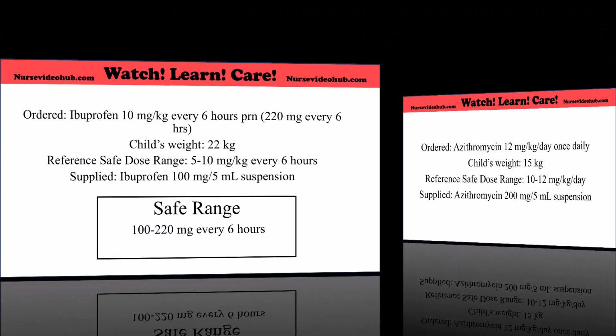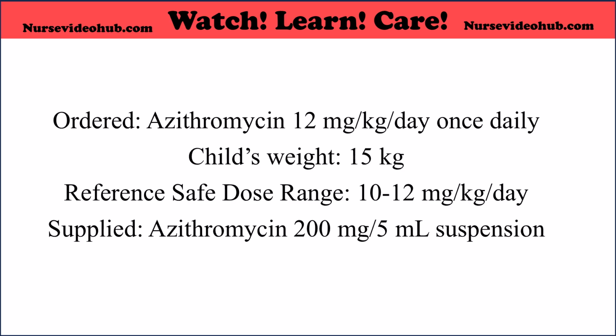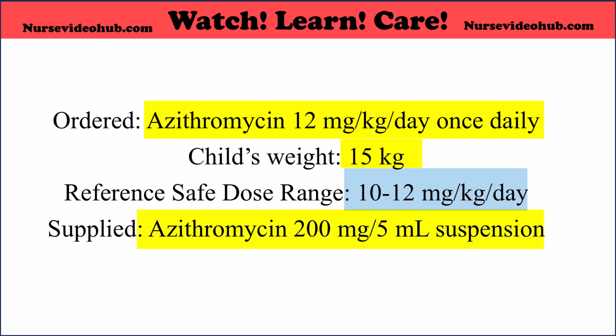Just made it. Let's complete one final example. The order is for azithromycin 12 milligrams per kilogram per day once daily. The child's weight is 15 kilograms. The reference safe dose range is 10 to 12 milligrams per kilogram per day, and it's supplied as azithromycin, 200 milligrams in 5 milliliters of oral suspension.